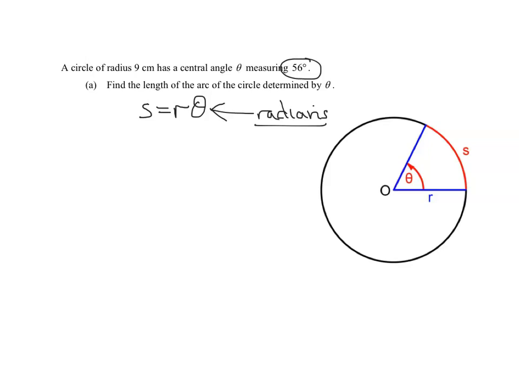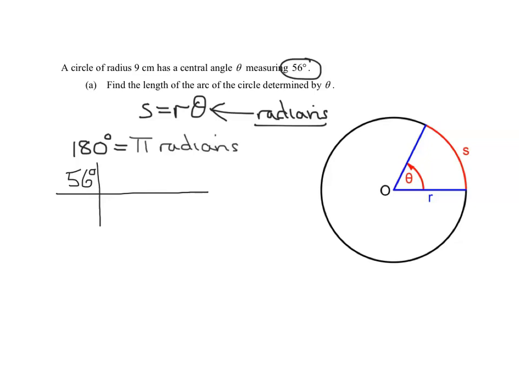Remember, the way you convert any angle from degrees to radians or back again is you must know the conversion factor. The conversion factor is 180 degrees equals pi radians. So to convert between degrees and radians, I start with what I'm given, in this case 56 degrees. And then I'm going to use my conversion factor, and I'm either going to multiply by 180 divided by pi, or pi divided by 180.